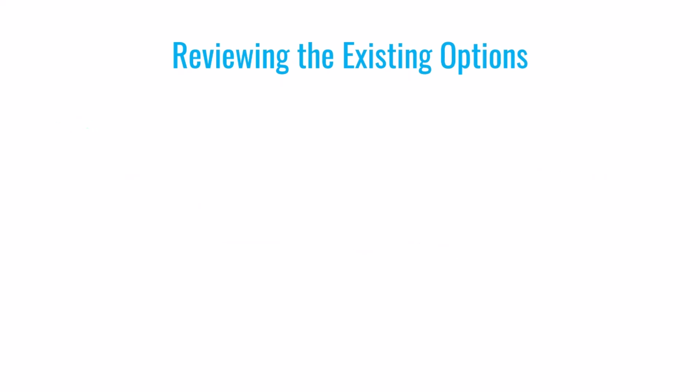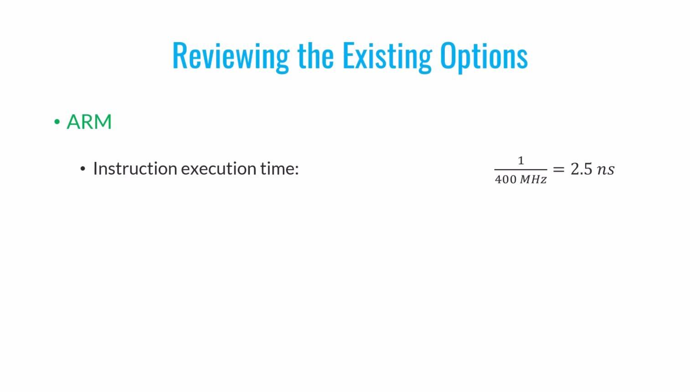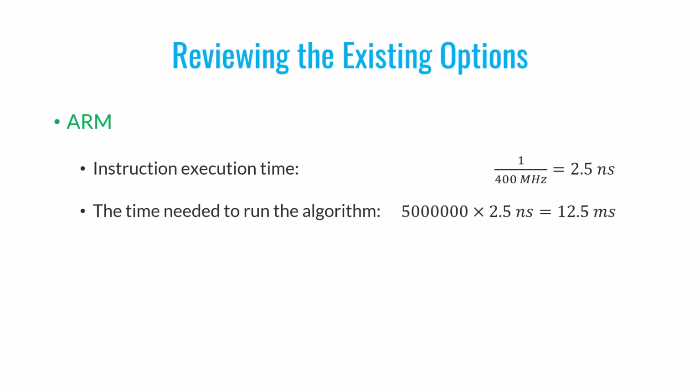Now let's explore the ARM processor as our next option. Assuming a clock speed of 400 MHz for this processor and that each instruction takes just 1 clock cycle to execute, we find that each instruction needs only 2.5 nanoseconds to complete. So to calculate the time needed to run the motion detection algorithm once, we multiply the 5 million addition and multiplication operations by 2.5 nanoseconds, which results in 12.5 milliseconds.